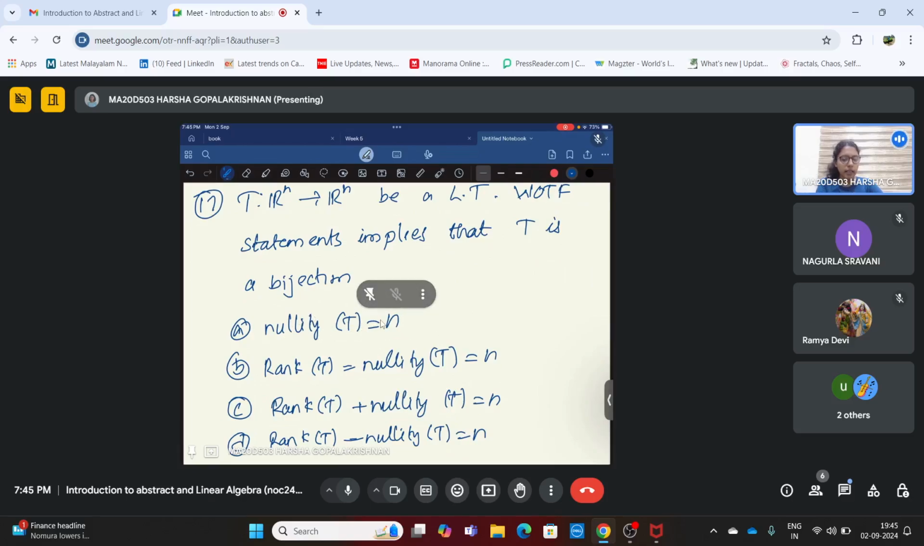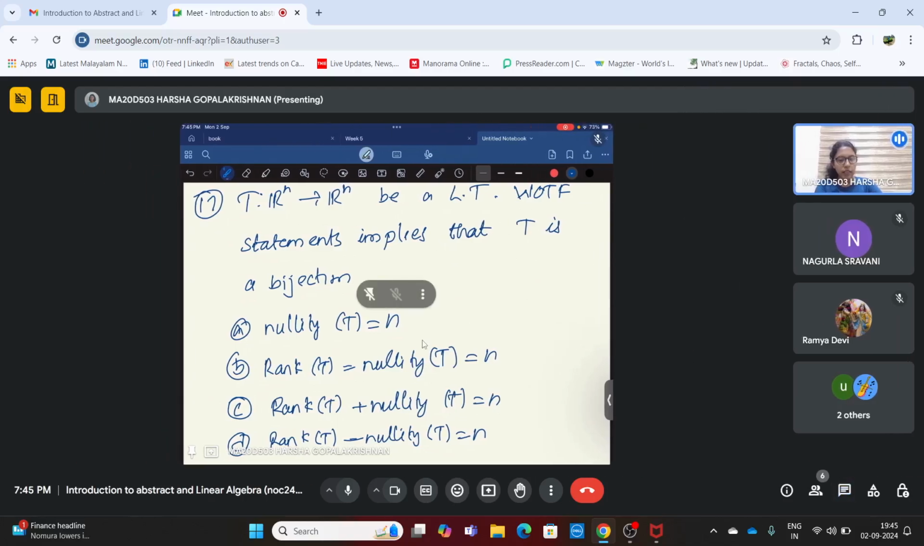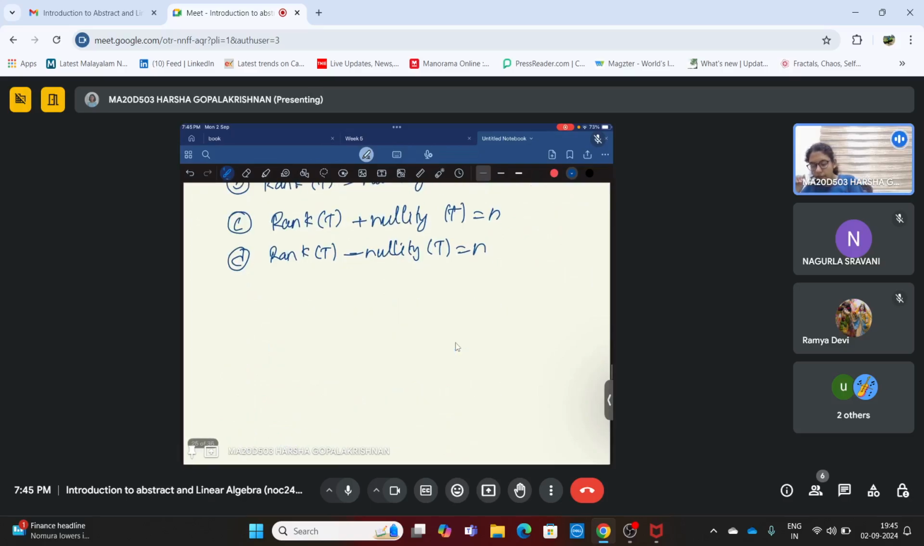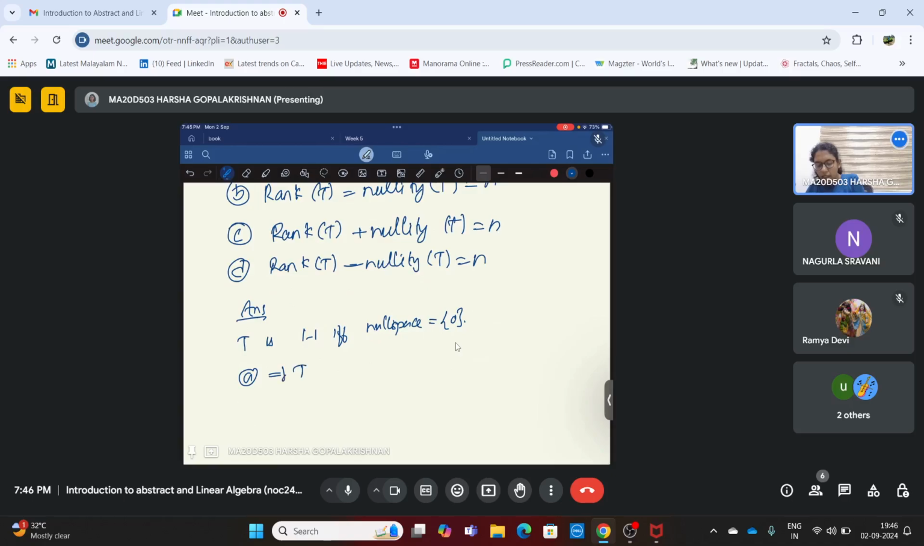From here, what will you get if nullity is n? Is this 1-1? What we have seen is that the transformation is 1-1 if and only if nullity is 0, right? T is 1-1 if and only if the null space is just 0. If some non-zero element is there, it will not be 1-1. It is a trivial result. Now, what is said here is nullity is n, that means the null space is not 0. Some non-zero elements are there. So A implies T is not 1-1. If it is not 1-1, obviously it is not a bijection. Bijection means both 1-1 and onto.